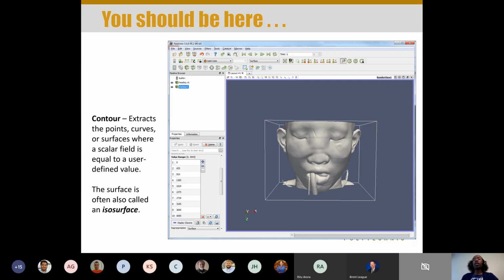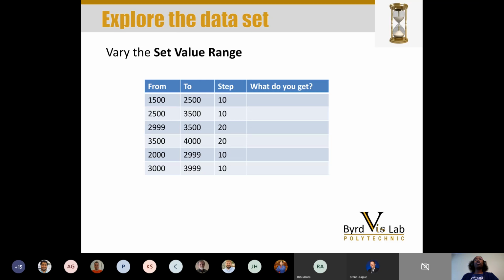So you should see something that looks like this. Again, this is just a summary to let you know where you should be if you're following along. We should see a much more interesting rendering in the 3D viewer now. What I want you to do is to play around with setting some values. Hopefully you remember how to go back and set those values.